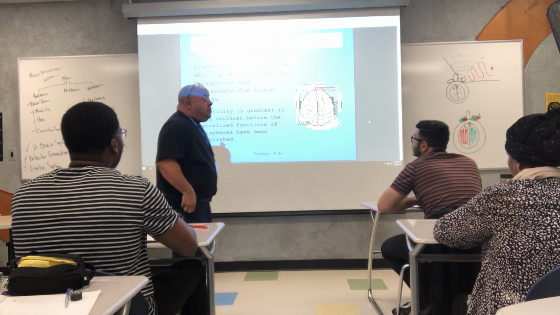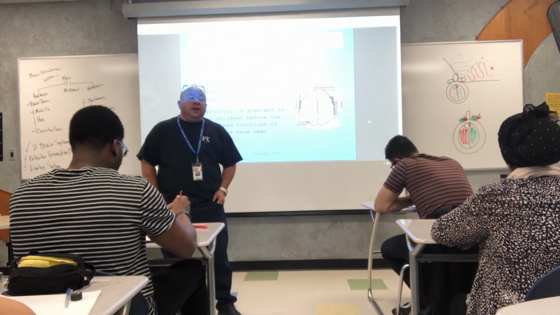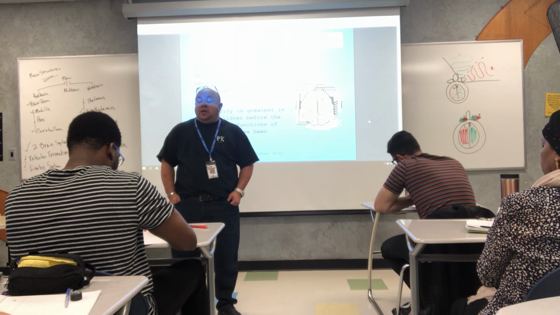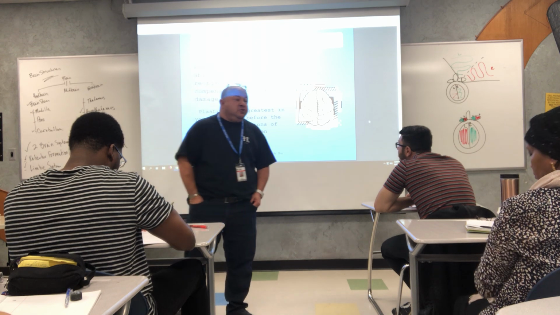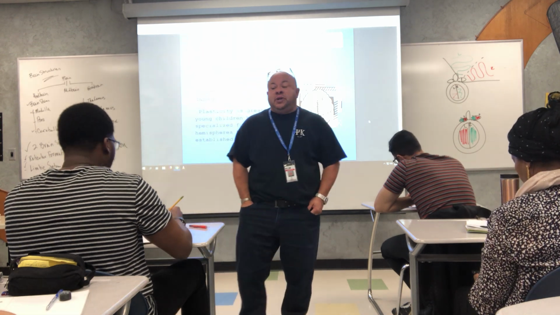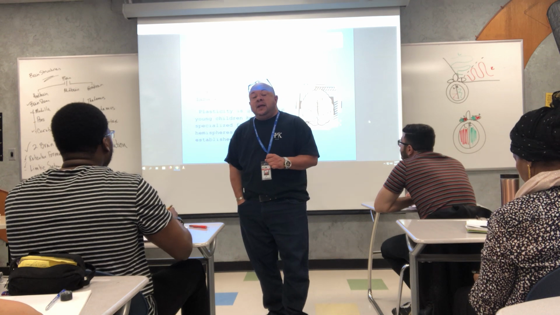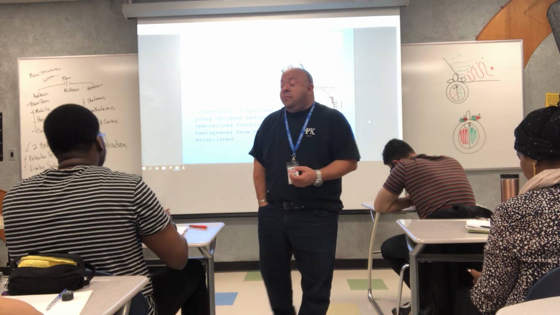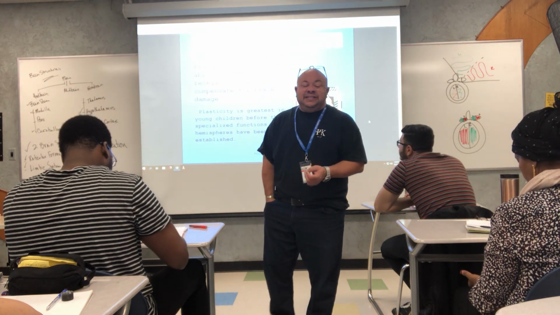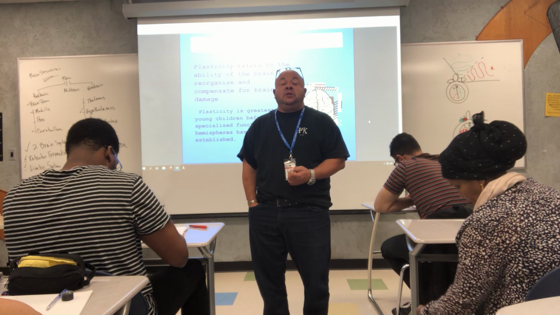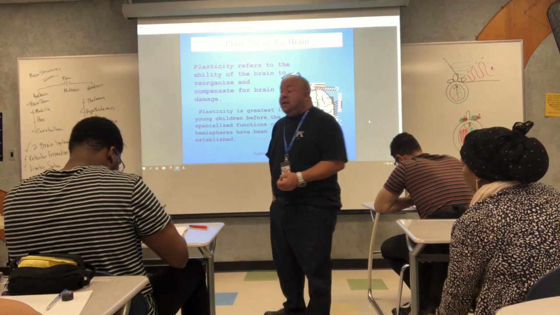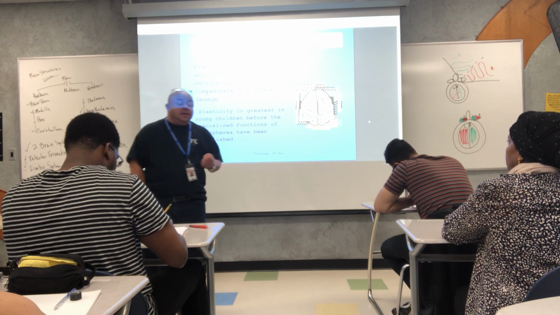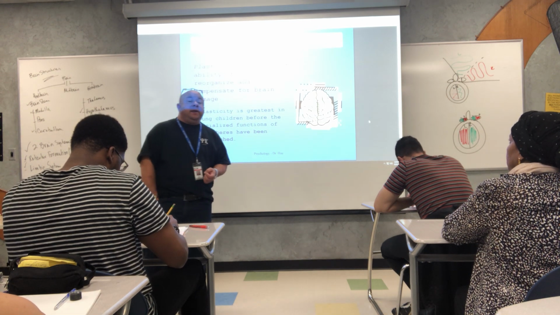Okay, so the brain has the ability to reorganize itself and compensate for brain damage. This is especially true in children, but also in adults. But children are better able to do that simply because they haven't developed their brain completely. This is called plasticity, which is sometimes also called neuroplasticity. It's the brain's ability to reorganize itself and compensate for brain damage.